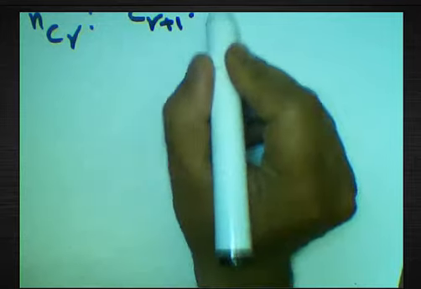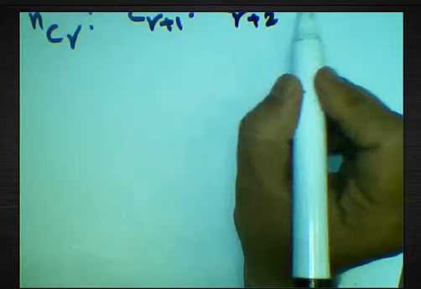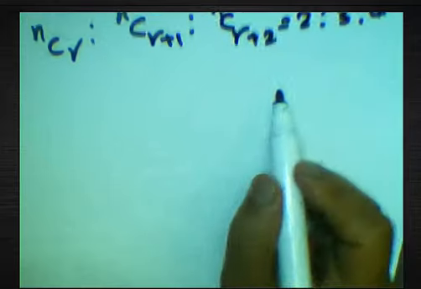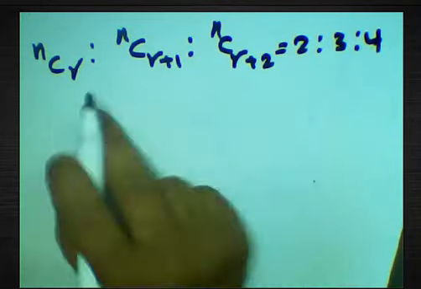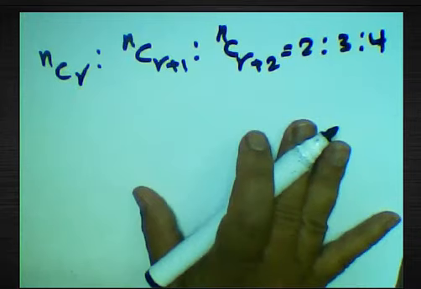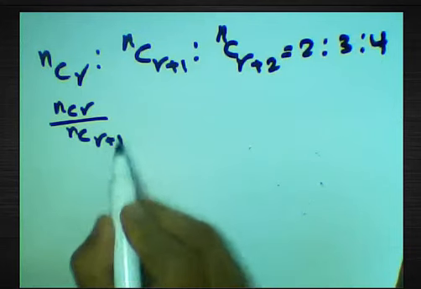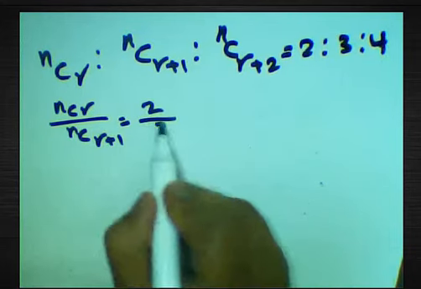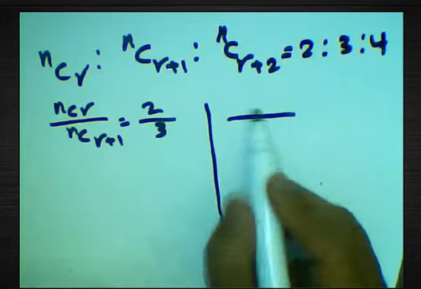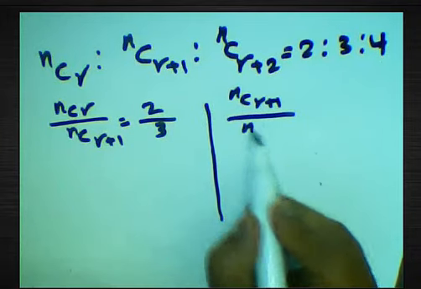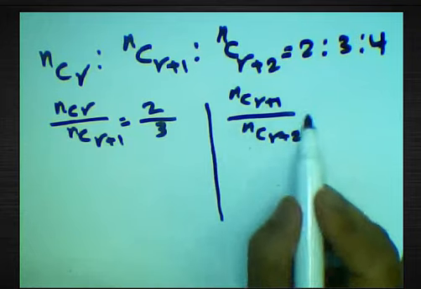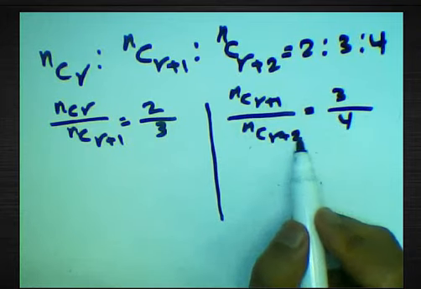If we have n combination r to n combination r plus 1 to n combination r plus 2 equal 2 to 3 to 4, we have the ratio between combinations. We want to find n and r. Okay, we can use properties: n combination r over n combination r plus 1 will be 2 over 3, and n combination r plus 1 over n combination r plus 2 equals 3 over 4.